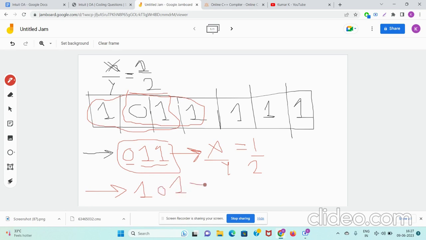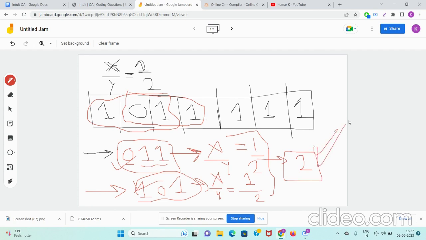101. In this case, how many zeros are there? X by Y. X is nothing but the number of zeros. One zero. How many ones are there? Two ones. So 1 by 2. So this is a valid subarray. This is a valid subarray. So in total, there are two valid subarrays.